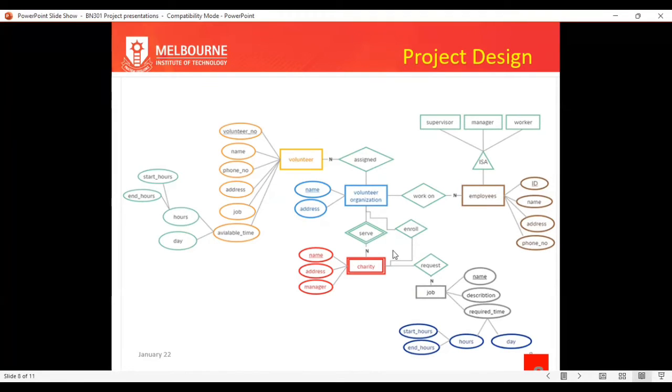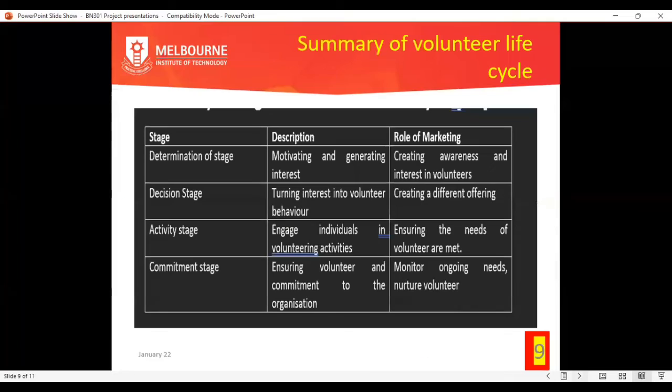Then we'll also look for the charity option, like from which place, from where we can get more charity. And then we will look how we can assign our employees based on their ID, name, address, and phone numbers. These are the ways. So we're going to assign our jobs to the volunteers. So this is going to be our project design. Next, we will see a summary of volunteer life cycle.